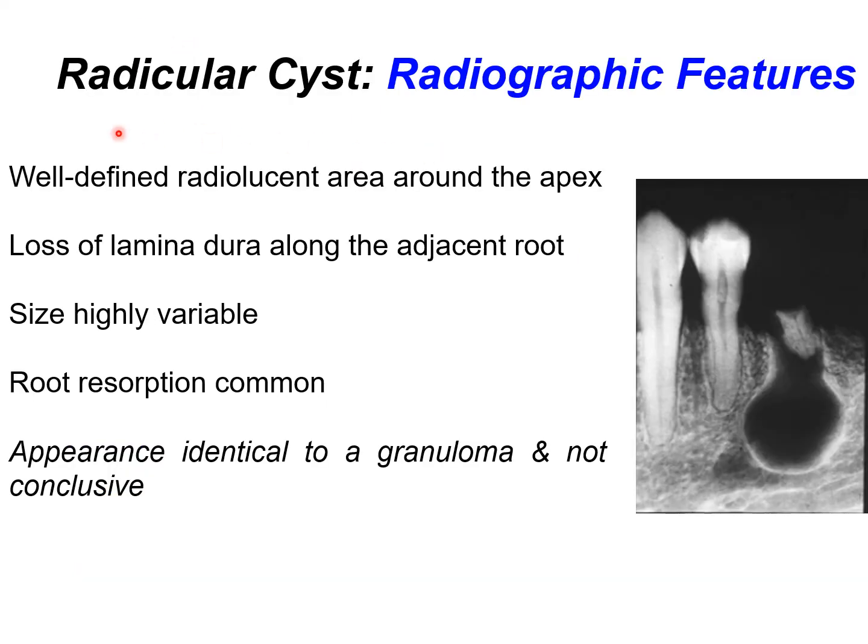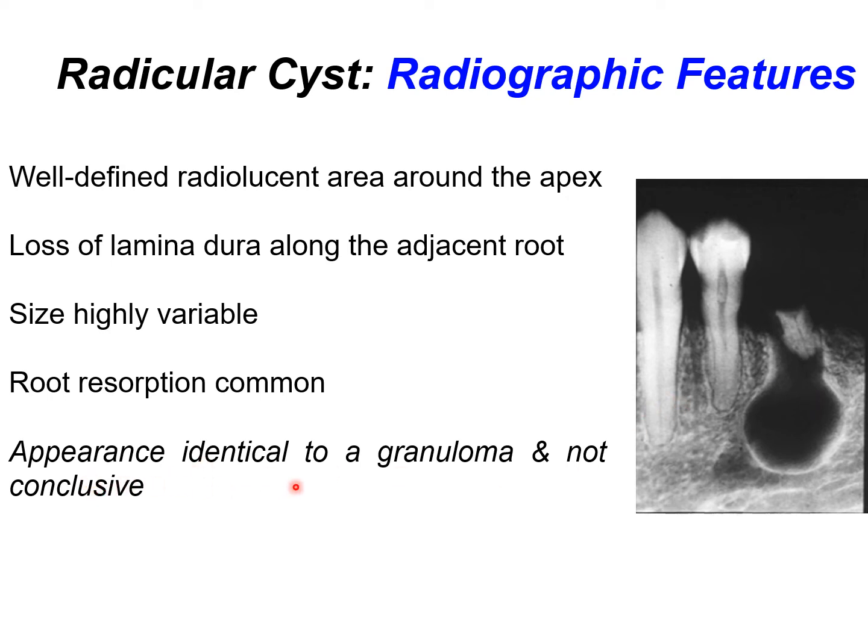Radiographically, radicular cysts present as well-defined radiolucent areas around the root apex, and there is loss of lamina dura. The size can be highly variable. They may be as small as a centimeter in diameter, or sometimes they may be quite large, as you can see in this particular image. Root resorption is common because it's an inflammatory type of cyst, and inflammation on the external aspects of the roots may lead to root resorption.